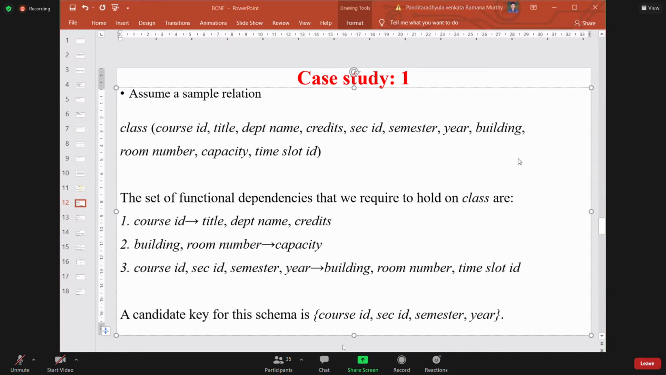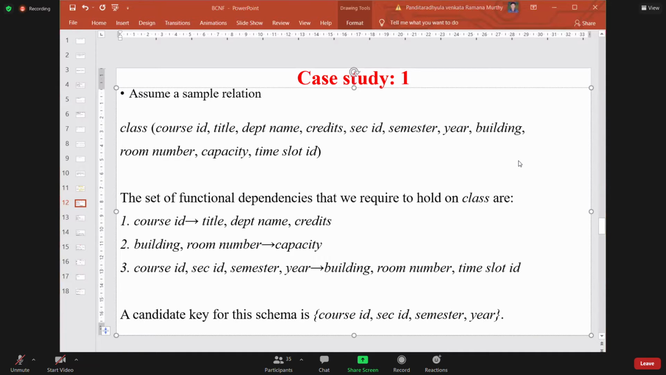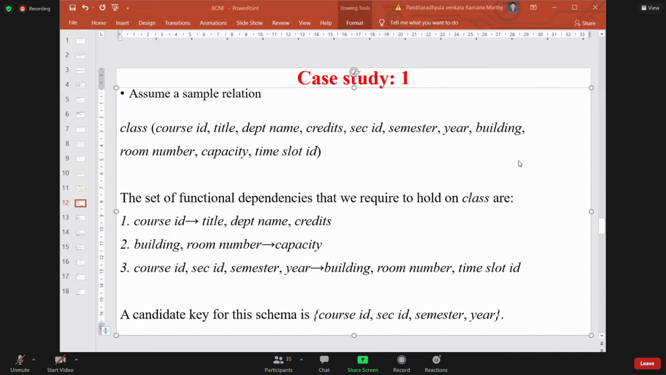Then slowly we'll go into how to decompose this particular table in order to satisfy first normal form, second normal form, and third normal form. What is the first normal form saying before splitting the table? Every column must be atomic, with no composite columns or multi-valued columns. Now we'll come to the sample relation, class.